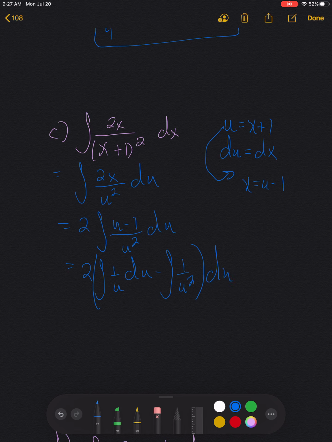Okay. So I pulled the 2 out of everything. We've separated this into 2 separate integrals. Sorry, our du should be inside the parentheses there. So we rewrote this as 2 separate integrals, 2 separate terms, and now we can integrate each one.